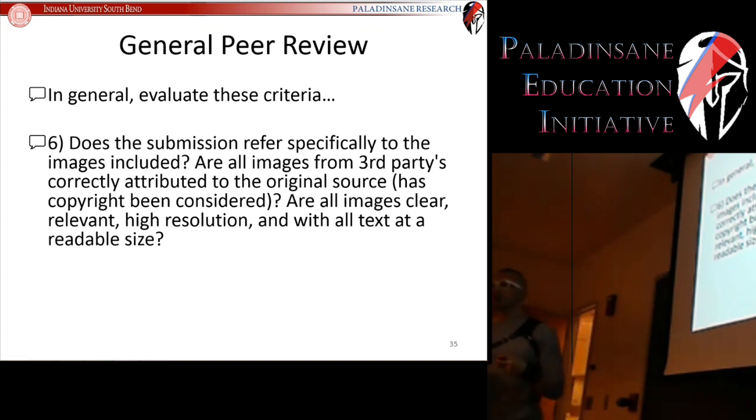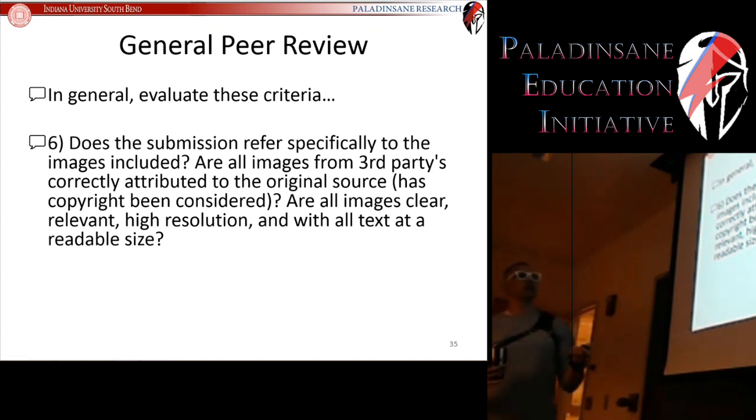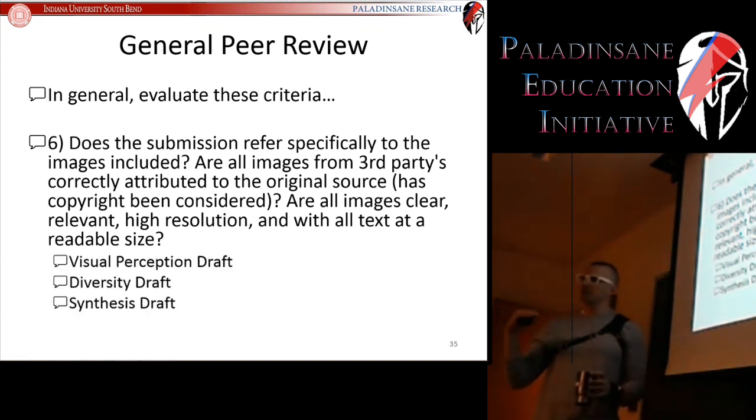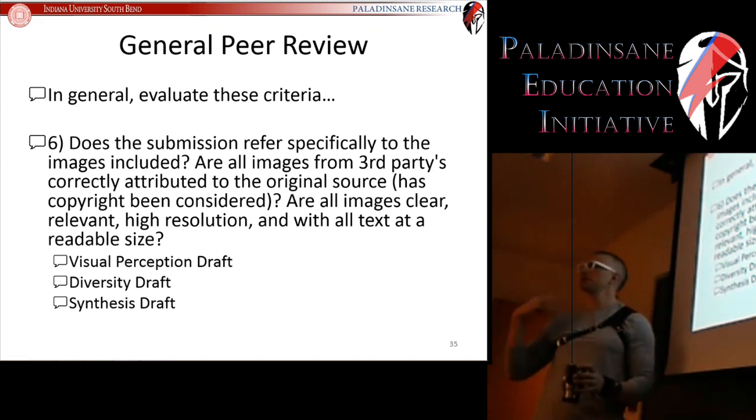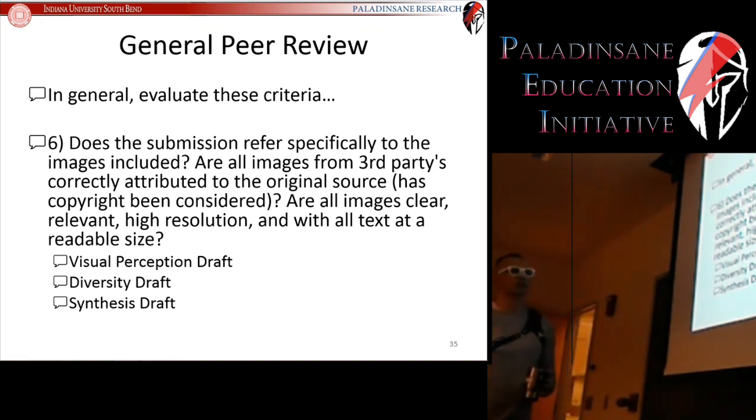But because we're going to publish this in a journal, because that's one of the end goals, they need to be from a third party where the copyright has been considered, and they need to be attributed to the original source. We need to cite images when we use them, and we need to get clear, high-resolution, relevant images that have text at a reasonable size, and that's going to be for all drafts. So you do not need to use images or visuals or figures in your drafts. You don't. But if it's helpful, if they're relevant, if it would help to explain the phenomenon, if I'm trying to indicate where the somatosensory cortex is, a figure will do wonders for that.